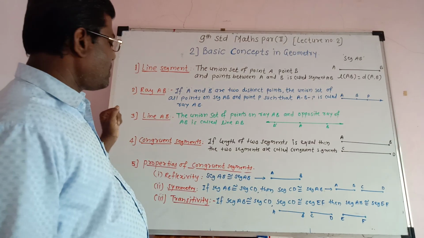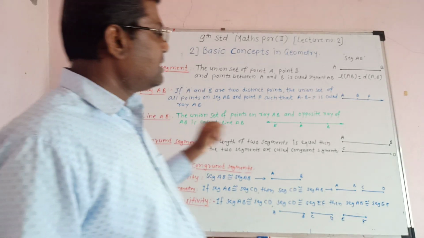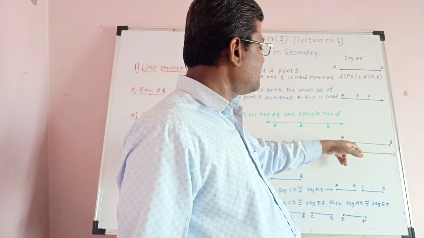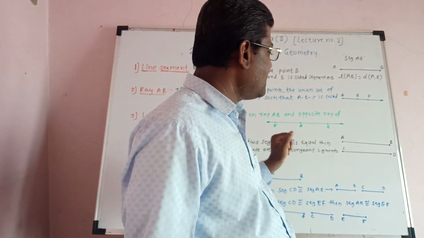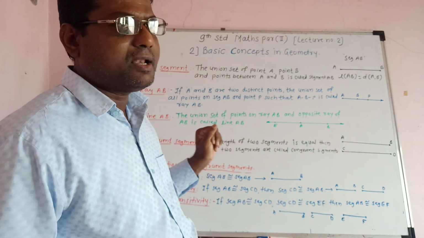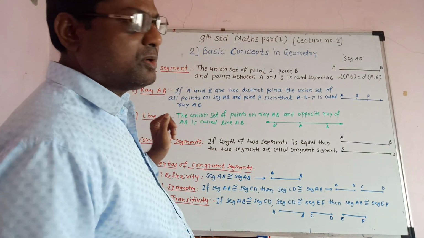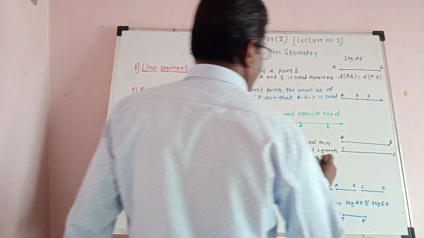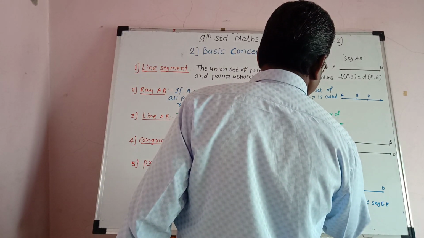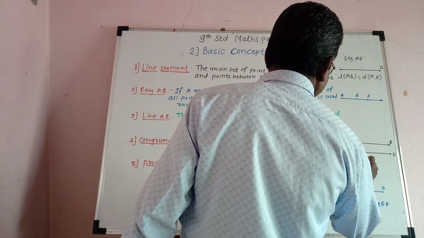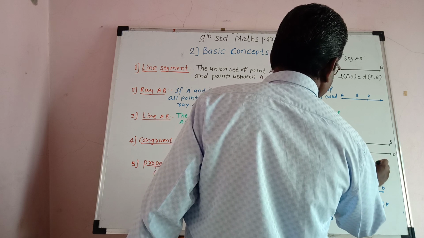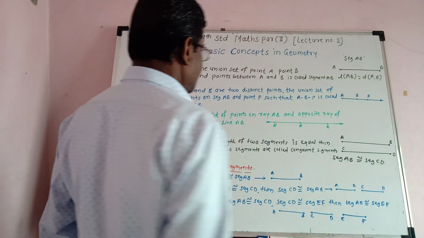Next point is congruent segments. If there are two segments, segment AB and segment CD, and if their lengths are equal, then these segments are called congruent segments, and we write seg AB congruent to seg CD.